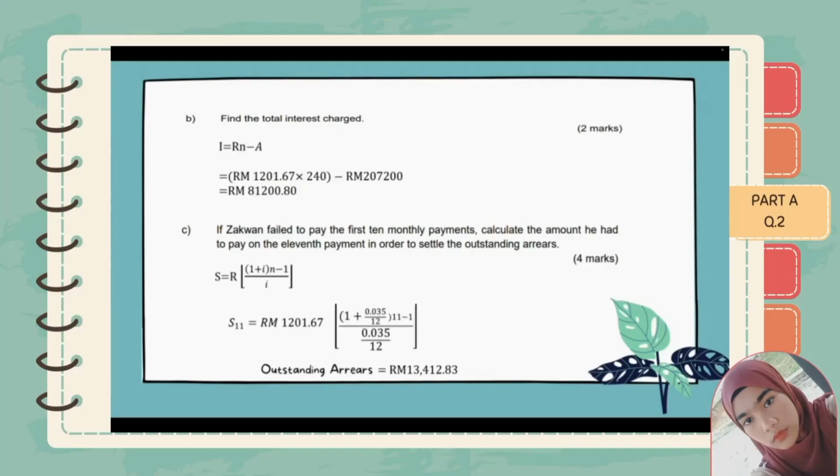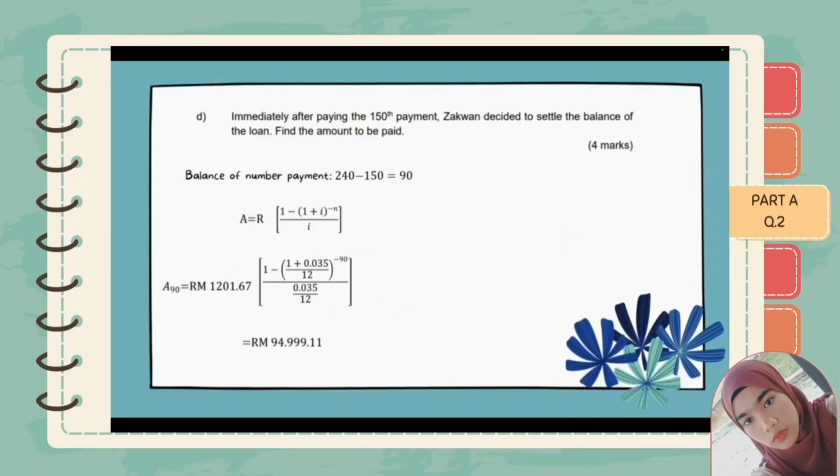Question C. If Zakwan failed to pay the first 10 monthly payments, calculate the amount he had to pay on the 11th payment in order to settle the outstanding arrears. For this question, we must use the formula S equal to R times ((1 plus i) power n minus 1) over i. We need to start with the 11th payment as the first payment because Zakwan failed to pay the first 10 monthly payments. After that, we just insert the numbers using the formula, and after we calculate, the amount for outstanding arrears we get is RM13,412.83.